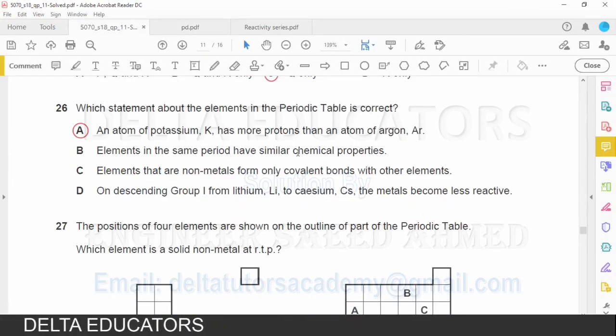Option B. Elements in the same period have similar chemical properties. No, the elements in the same group have similar chemical properties, not in the same period. Option C. Elements that are non-metals form only covalent bonds with other elements. No, it is incorrect. Metals and non-metals both can react to form a covalent bond. Option D. On descending group 1 from lithium to cesium, the metals become less reactive. No, when we move down the group, the reactivity increases. It does not decrease. So this option is also incorrect. So here the correct option is option A.